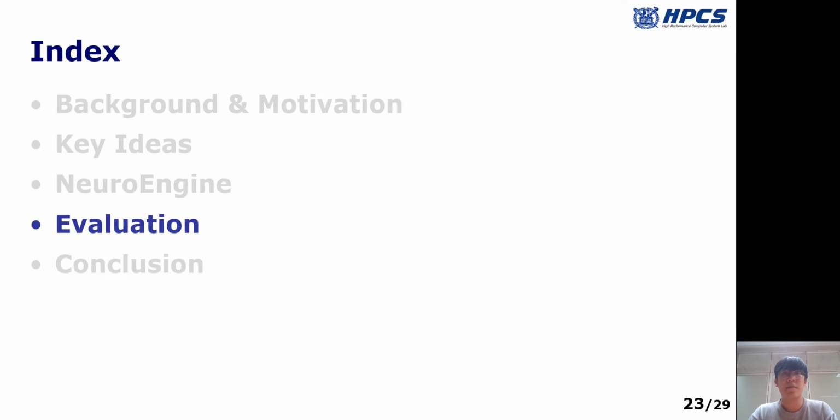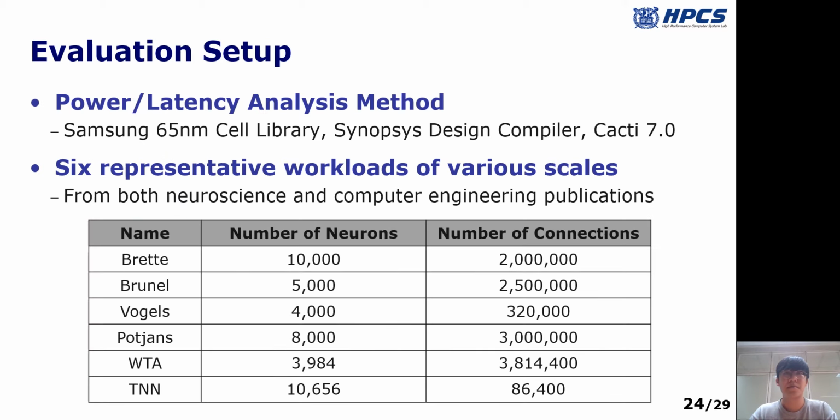Let's move on to the evaluation result. To evaluate the performance, we made RTL designs for NeuroEngine. Then we synthesized the code with a 65nm standard cell library. We select the commonly used benchmarks we collected from both neuroscience and computer engineering publications, and please refer to our paper for more detail.